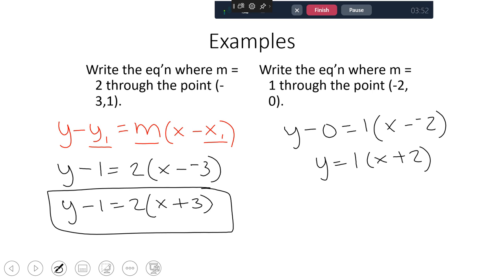I am not going to remove that 1. I could, technically. But the reason why I'm not going to do that is because if I do that, then y equals x plus 2, which is slope intercept form. That's not point slope form. Okay? Also, we need to know that our slope is 1. Okay? So I'm going to leave the 1 there.